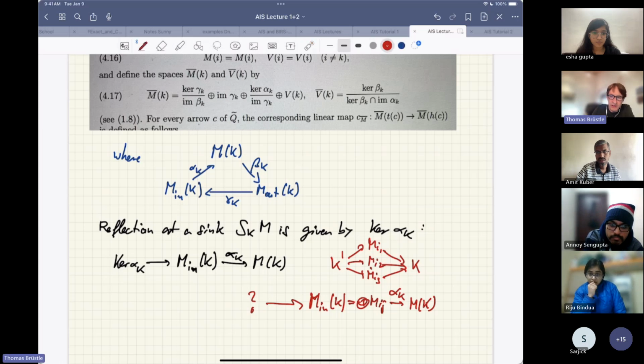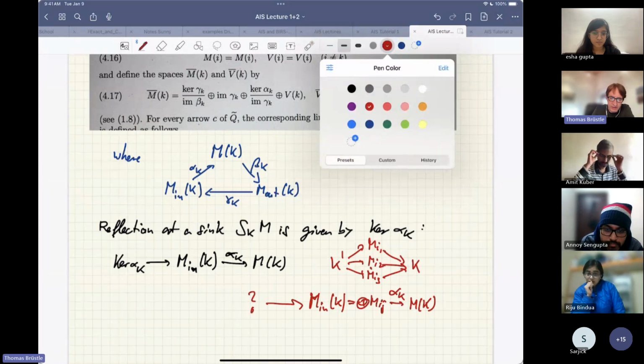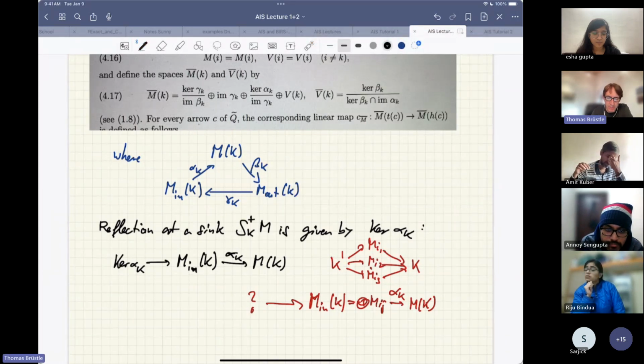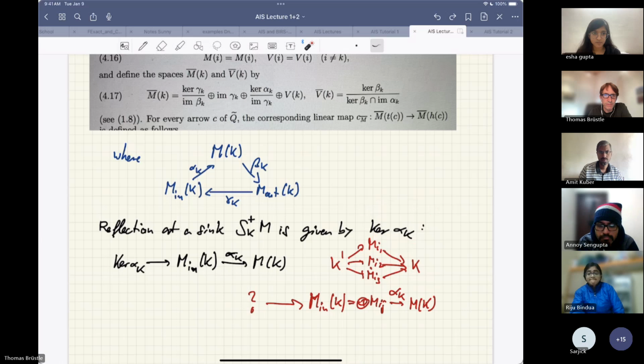Thank you very much. The reflection functor was called SK plus of M, and the value of SK plus of M at this new vertex was exactly that kernel. That's okay? This is what has been done in week 1, right? Okay, good.